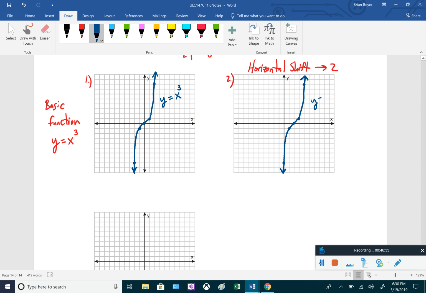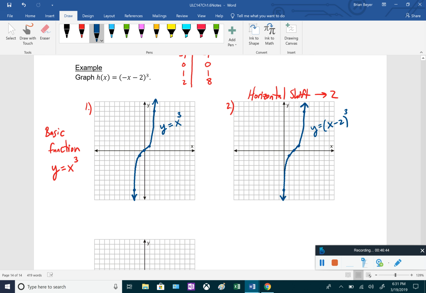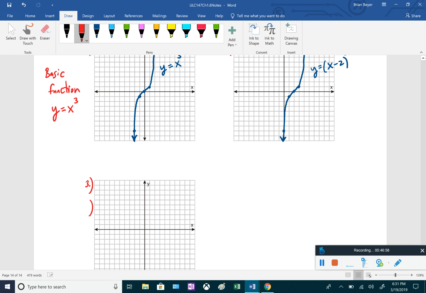So this is y equals x minus 2 cubed. And next we would check for any vertical or horizontal stretching and shrinking in the function. There's no numbers being multiplied, so we skip it. So next we look for a reflection. There is a reflection because there's the negative on the x. So if there's a negative multiplying the x, that means it's a reflection over the y-axis.